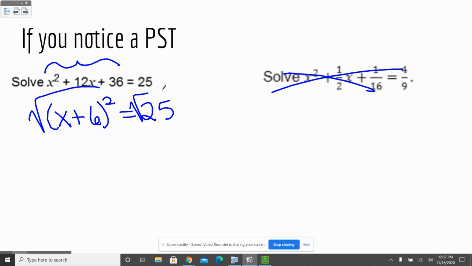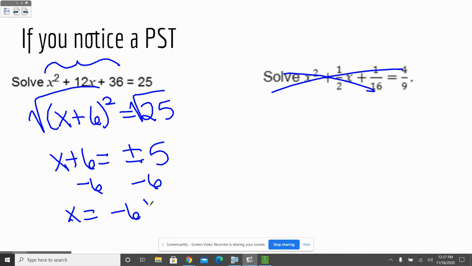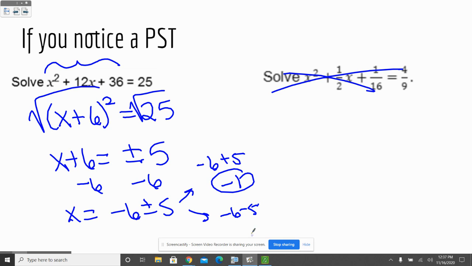I square root both sides, I don't forget my plus or minus, and x plus 6 is plus or minus 5. Subtract 6, and I get -6 plus or minus 5, which is -6 plus 5, and -6 minus 5, which is -1 or -11.